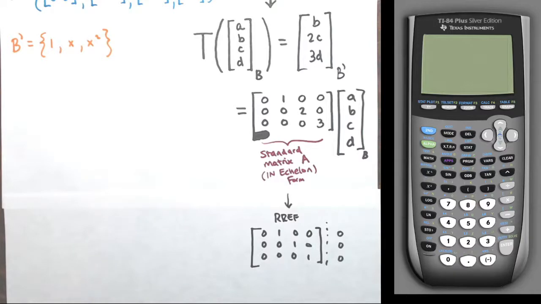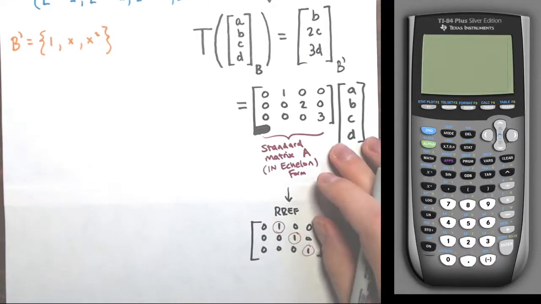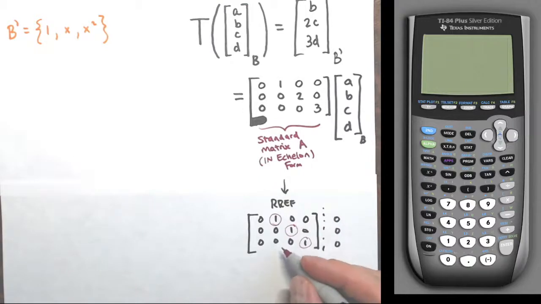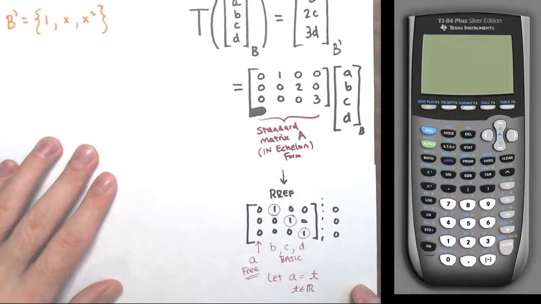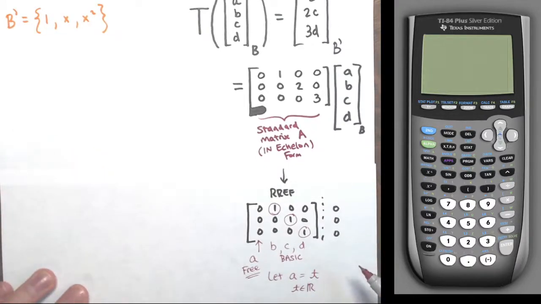Looking at this echelon form, or even reduced echelon form, you see how the pivots, these leading ones, are in these last three columns. So I'm seeing that B, C, and D are basic. The first column, which corresponded to coefficients of A, is not a pivot column. A is free. So I'm going to let A be replaced by the letter T, where T is any real number. You don't have to. I just prefer it. It's just a preference. You can leave it as A if you wish.